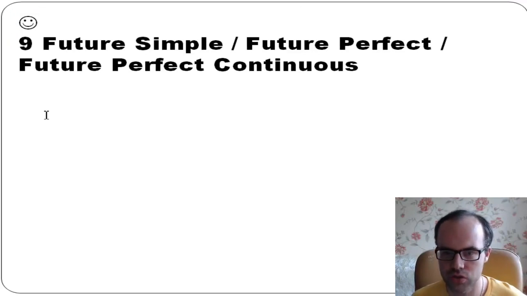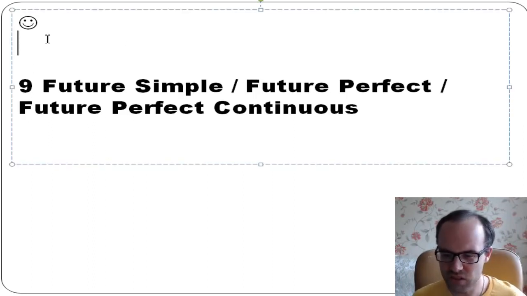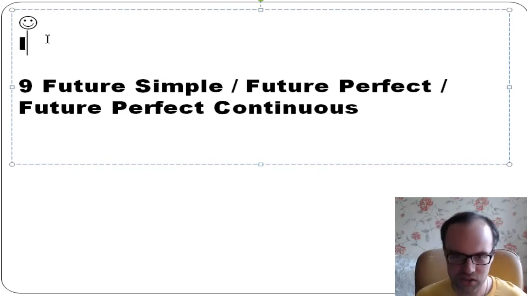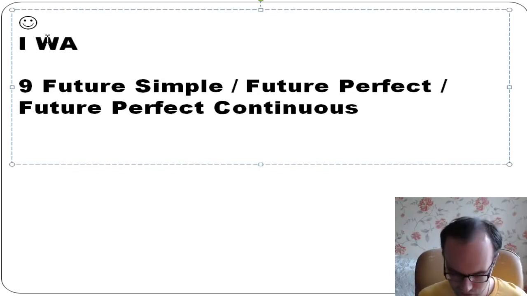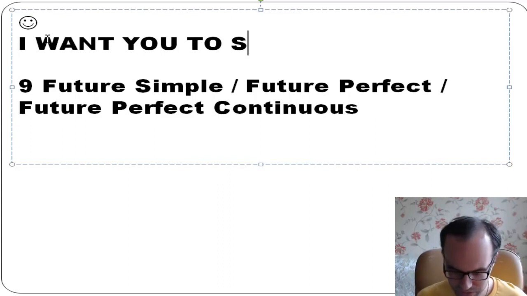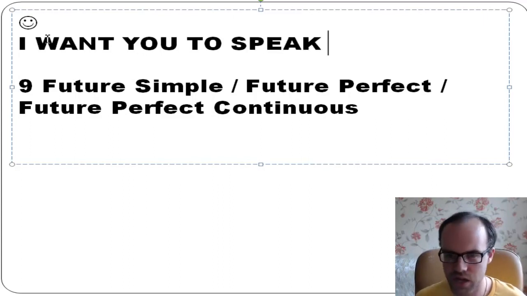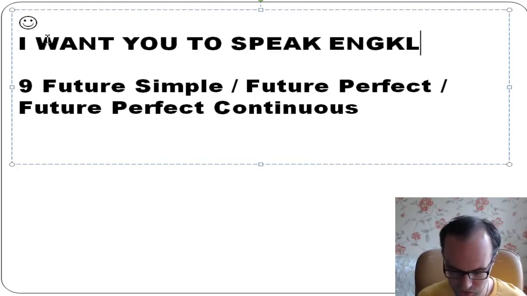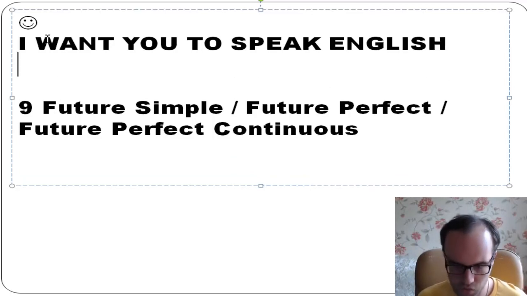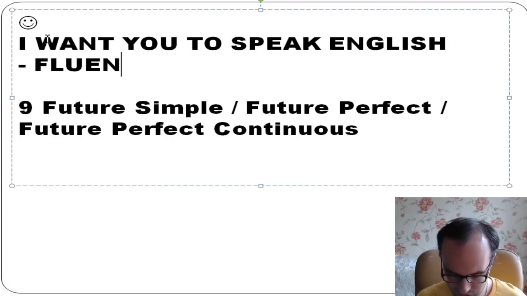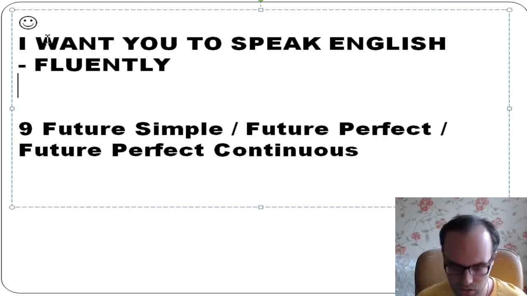So I don't want you to make mistakes. I want you to speak English fluently and accurately and confidently without mistakes. Really, I really want it. Maybe I'm crazy, but in fact I'm not. So I want you to speak English so fluently. It means fast, accurately.